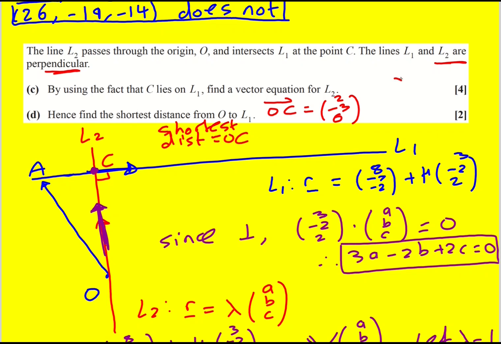Let me just say again, the shortest distance itself is OC without the vector, and then I've written the vector down. So now we can use Pythagoras' theorem. It's going to be 2 squared plus minus 3 squared plus 6 squared, 4 plus 9 plus 36, sorry, square rooted. That's the square root of 49, and hence the shortest distance is 7.